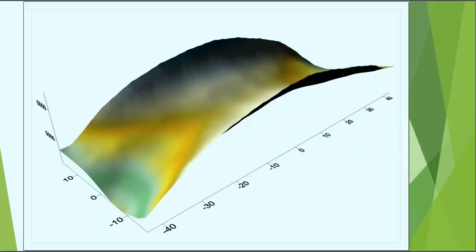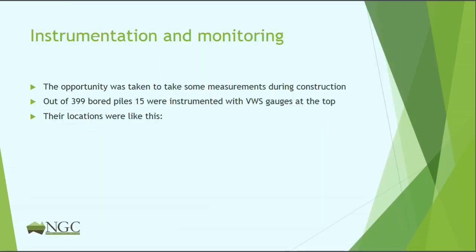This was the distribution the other way. So now we can see that because the structure is relatively stiff in this direction, the highest loads are actually at the edges this way, but because the structure is more flexible in the longitudinal direction, the distribution the other way is the opposite. So given this project and construction about to start, we took the opportunity to actually take some measurements.